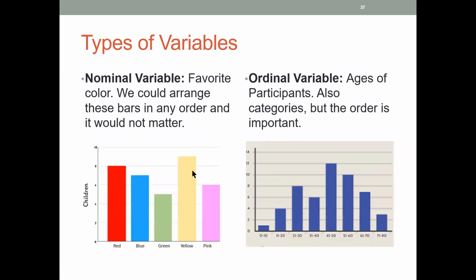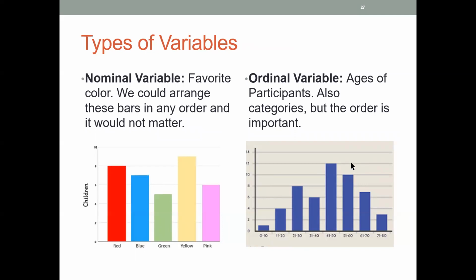So let's continue on. Here are our nominal variables. There's an example of this bar chart that I gave you, and we're just looking at favorite colors. This is a graph maybe from a school teacher who asked her class their favorite colors. You could see that yellow was the most popular, but it wouldn't make any difference if we put yellow over here. The names are important, but not the order.